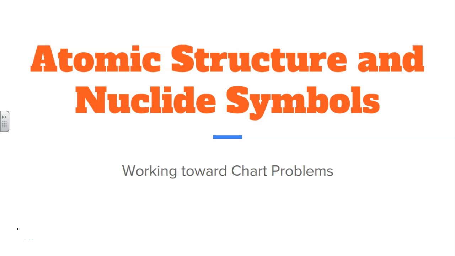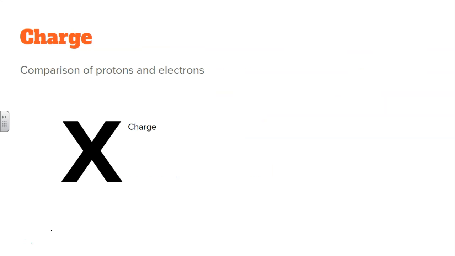Hey everybody, this is another video in my series on atomic structure nuclide symbols, and in this video we're going to be talking about charge. The charge of an atom goes in the upper right hand corner of a nuclide symbol. This is the one part of a nuclide symbol where the periodic table is only going to be a slight help. So what is the charge of something?